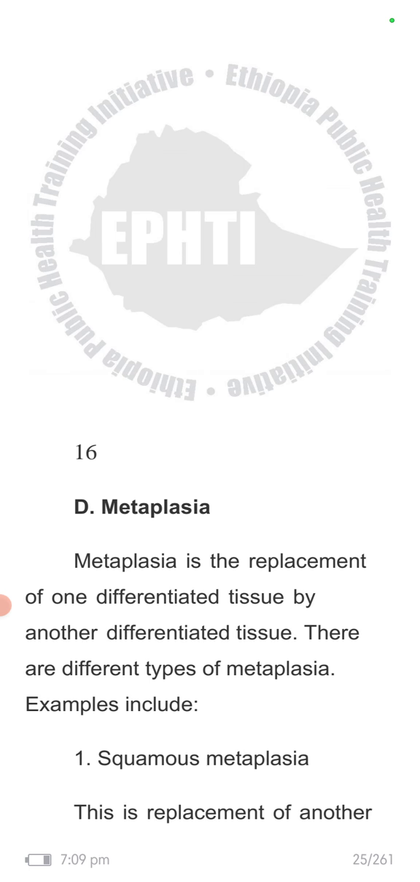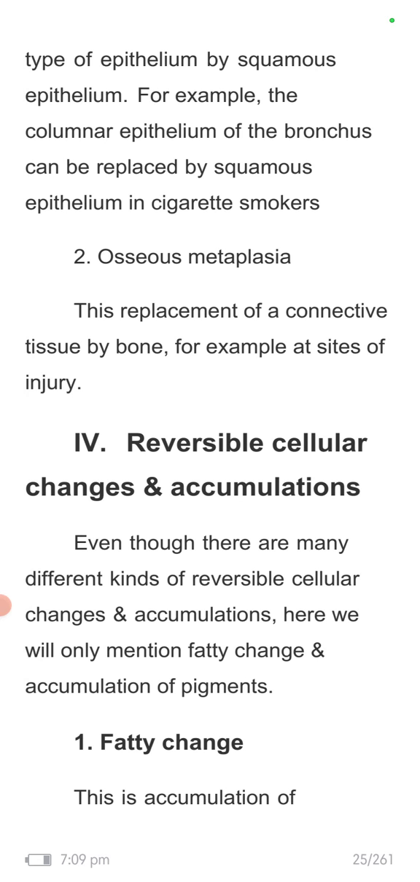Next we can see metaplasia. This is a replacement of one differentiated tissue by another differentiated tissue. There are different types of metaplasia. Examples include squamous metaplasia, which is the replacement of another type of epithelium by squamous epithelium. For example, the columnar epithelium of the bronchus can be replaced by squamous epithelium in cigarette smokers.